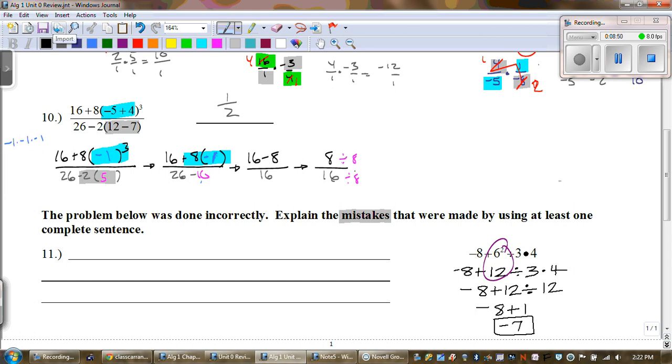So the first thing I would say is the student did not perform, or not do, the 6 squared correctly. 6 squared is 36. Okay?